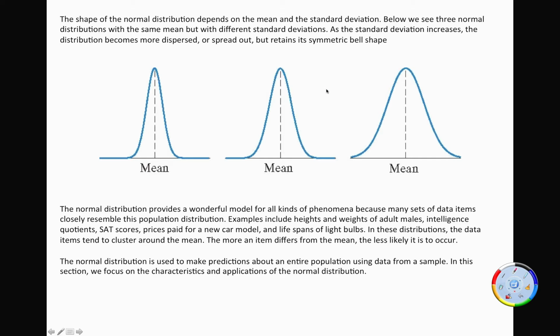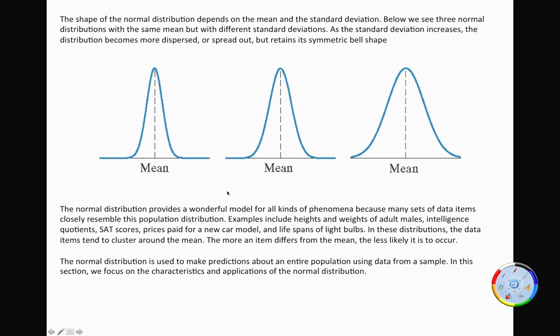So the shape of a normal distribution depends on the mean and the standard deviation. Notice these are all bell-shaped, but some of them are wider bells than others. Below, we see three normal distributions with the same mean, but with different standard deviations. As the standard deviation increases, the distribution becomes more dispersed or spread out, but retains its symmetric bell shape.